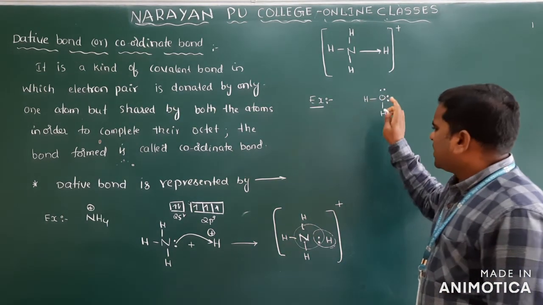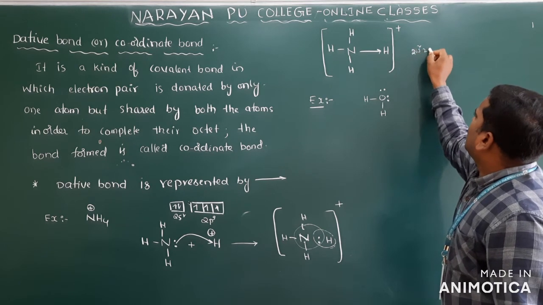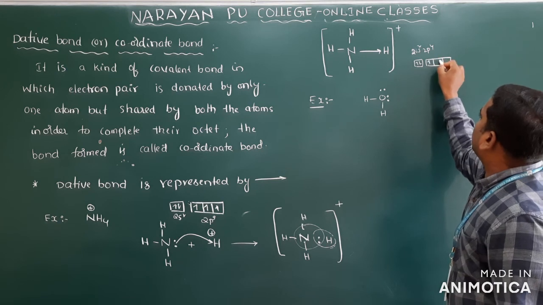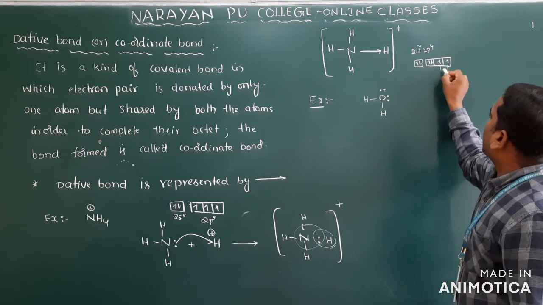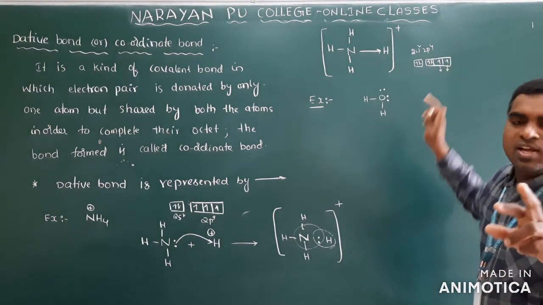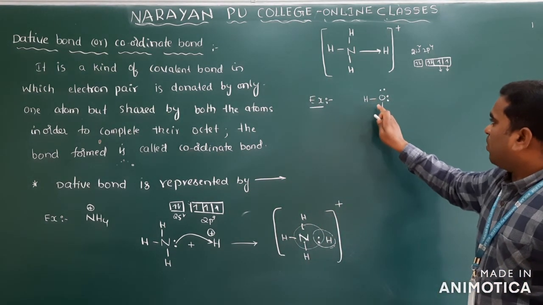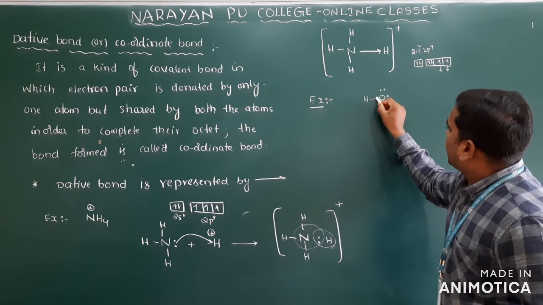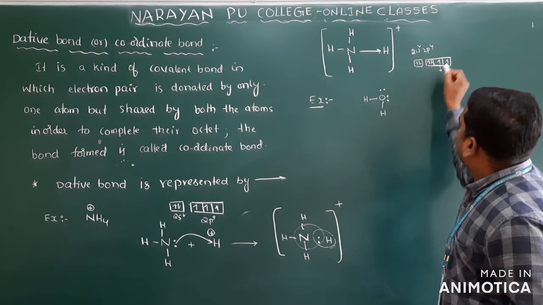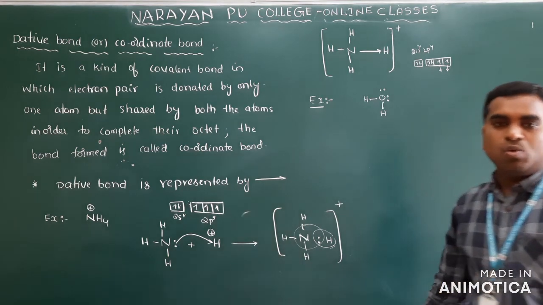You know that oxygen belongs to group 6. Group 6 means 2s2, 2p4. 2p4 means 2 electrons are there in the s orbital, and in the p orbital how many electrons are there? 1, 2, 3, 4. So in oxygen there are 2 unpaired electrons. So oxygen forms how many bonds here? 2 covalent bonds. Oxygen gives 1 electron and hydrogen gives 1 electron, and they form 1 bond. So these bonds we call covalent bonds.